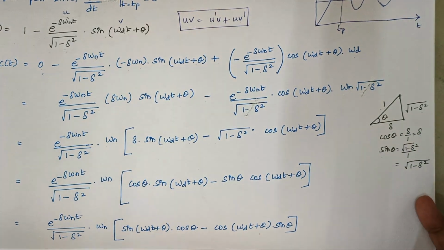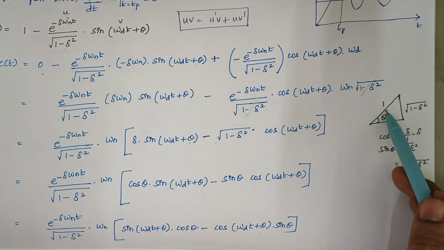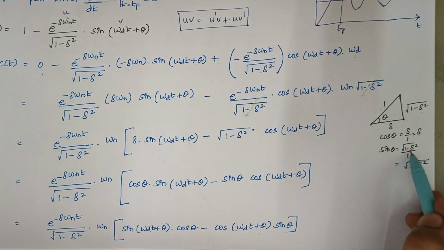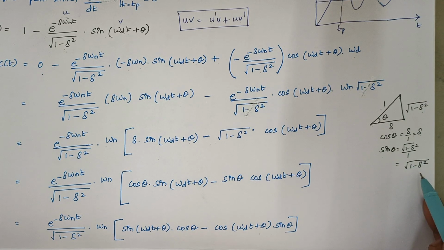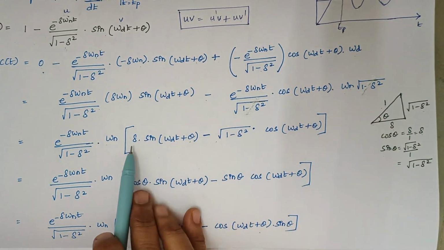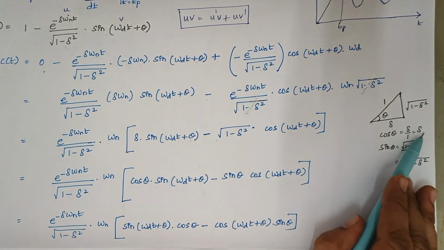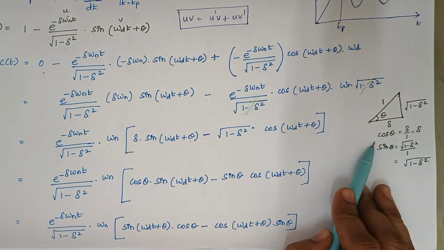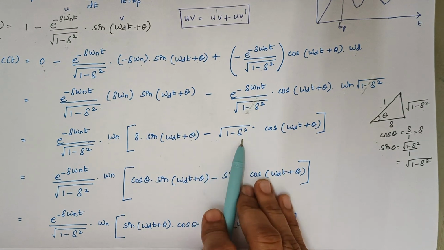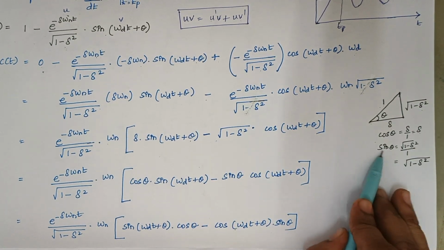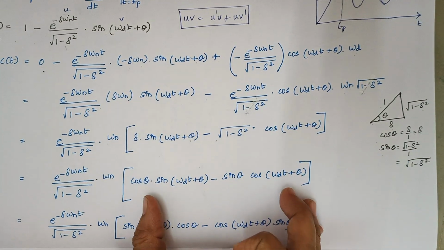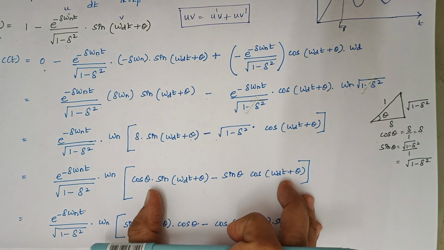Sine theta is nothing but opposite by hypotenuse. So root of 1 minus zeta square by 1 becomes square root of 1 minus zeta square. So in this equation I am replacing this zeta. This zeta can be rewritten as cos theta, and this square root of 1 minus zeta square can be written as sine theta. So here I am replacing those two terms.